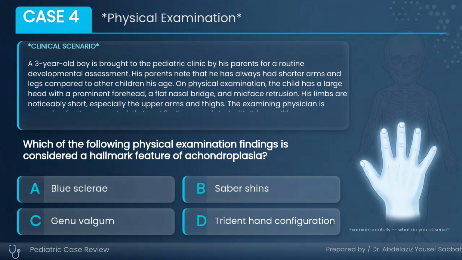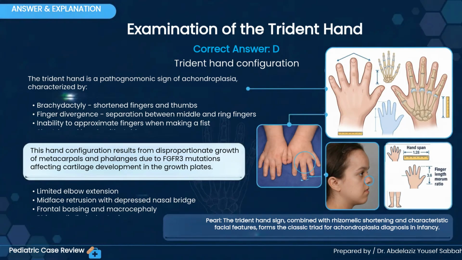Option A, blue sclerae. Option B, saber shins. Option C, genu valgum. Option D, trident hand configuration. The correct answer is option D, trident hand configuration. The trident hand is a pathognomonic sign of achondroplasia.